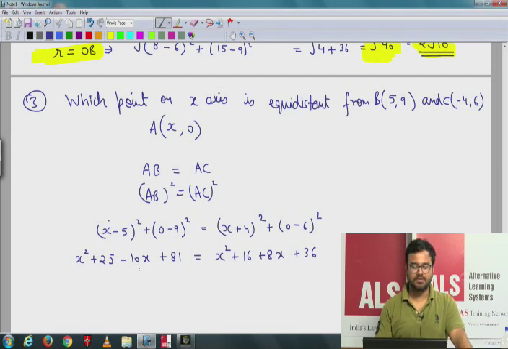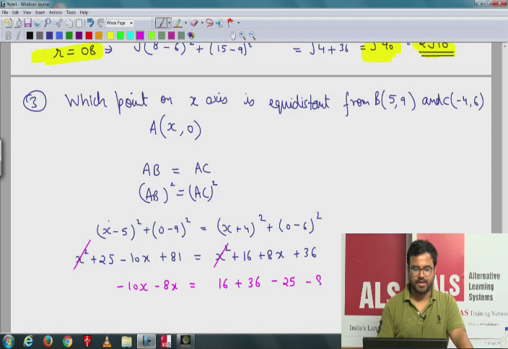Now we just have to simplify. We can see that x square and x square will get cancelled out from both the sides. Here, take this x on the left hand side and all the numbers on the right hand side. So this 8x will be on the left hand side. So minus 10x minus 8x. On the right hand side we have 16 plus 36 minus 25 and minus 81.